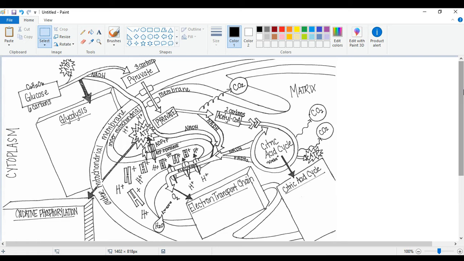So the first thing that's going to happen in aerobic cellular respiration, or in any version of respiration, both anaerobic and aerobic, is glycolysis. So this first step of aerobic and anaerobic respiration is glycolysis.